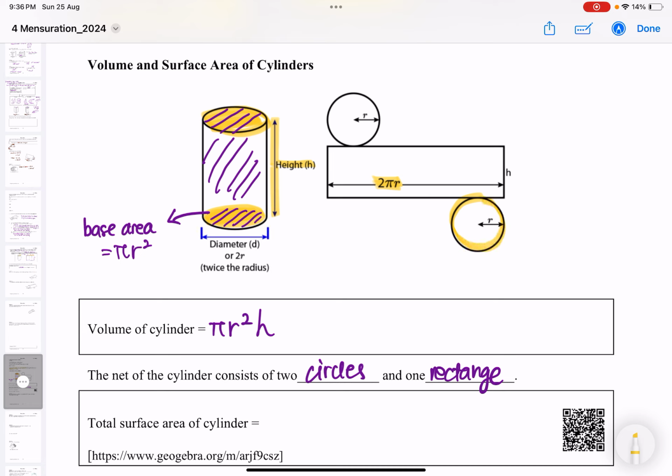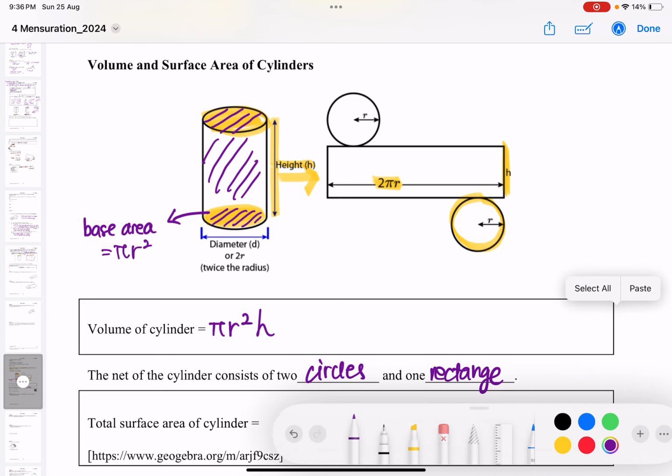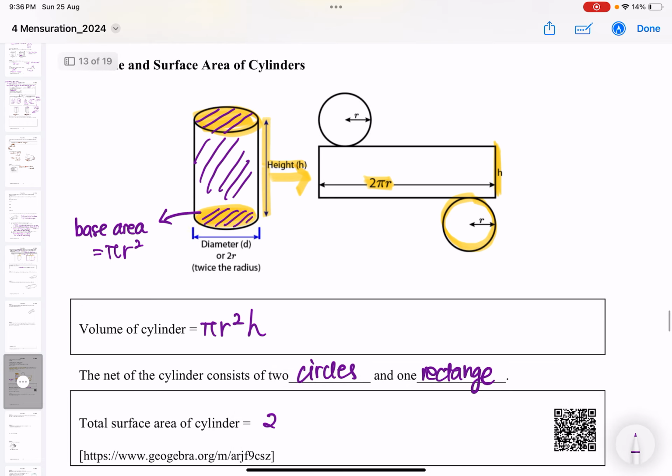Now in this diagram here, we have indicated for you that this long length is actually the circumference of the circle, which is given by 2 pi r. And h is actually the height of the original cylinder before it was opened up. So the area of this rectangle will be 2 pi r times h. So this is for the rectangle. And then we need to add the two circles, which is 2 times pi r square. Pi r square is one circle. So 2 times pi r square will give us the area of the two circles. So this is the formula that you need to remember for area of cylinder.